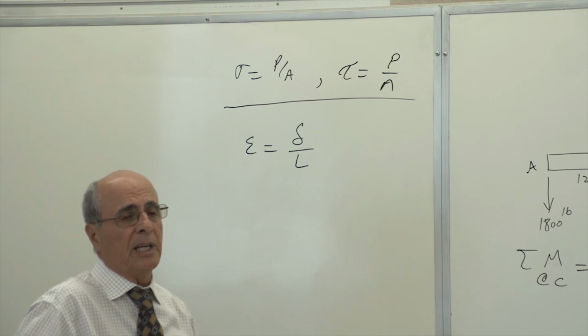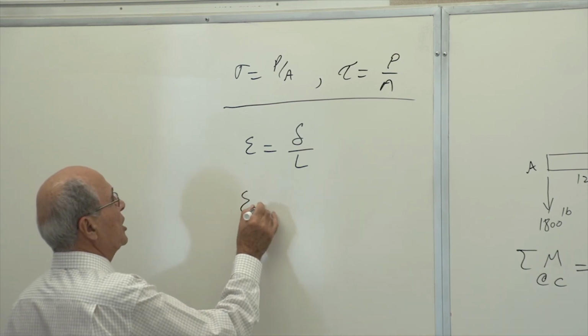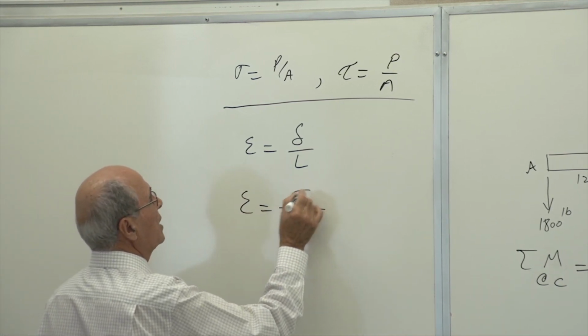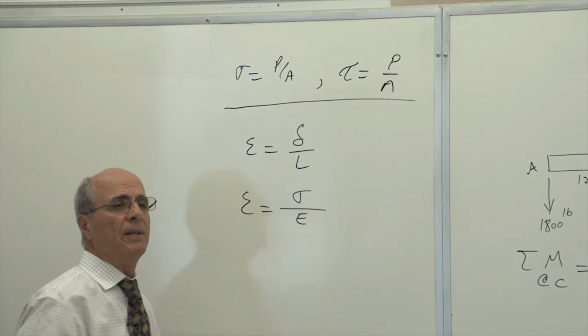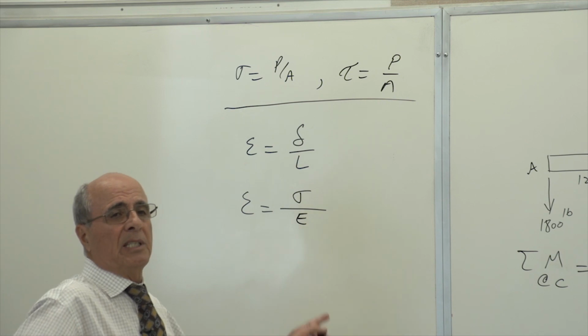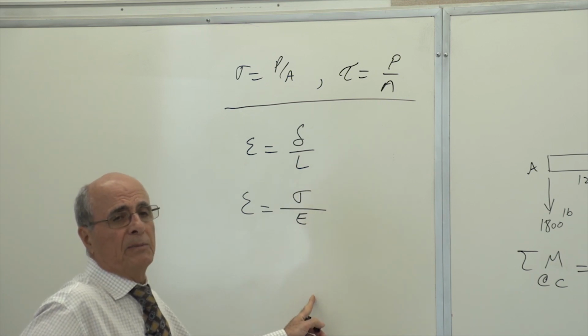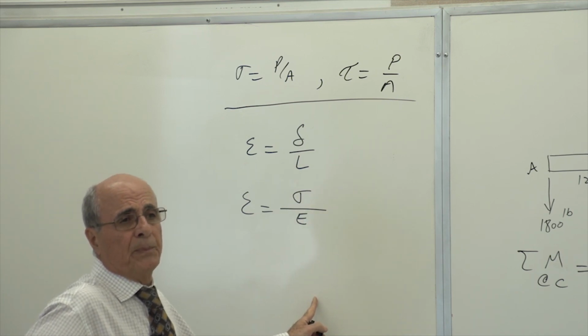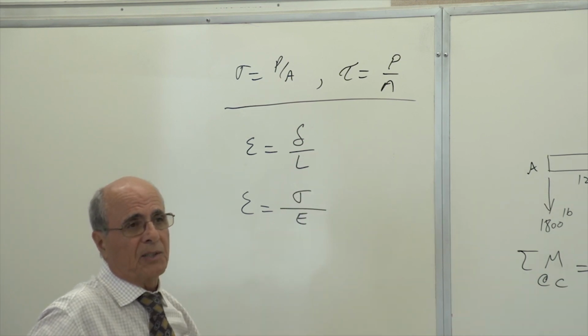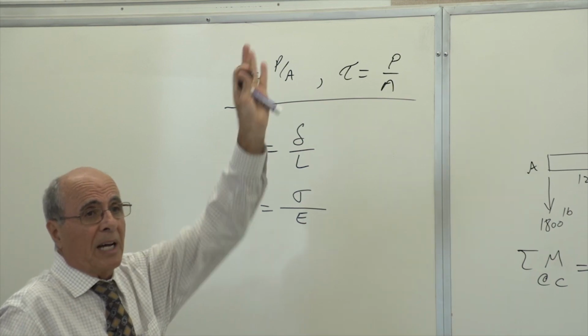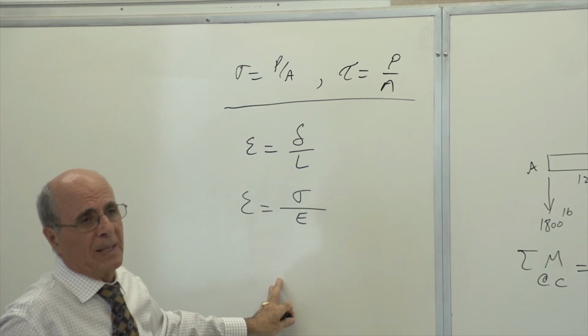Is that understood? Yes? And then another definition we gave you, which is very important, these are normal strain, by the way. Sigma over modulus of elasticity. Where did it come from? This came from Hooke's law. You remember the curve that we plotted? Yes or no? Remember that slope of that curve? That's the modulus of elasticity.